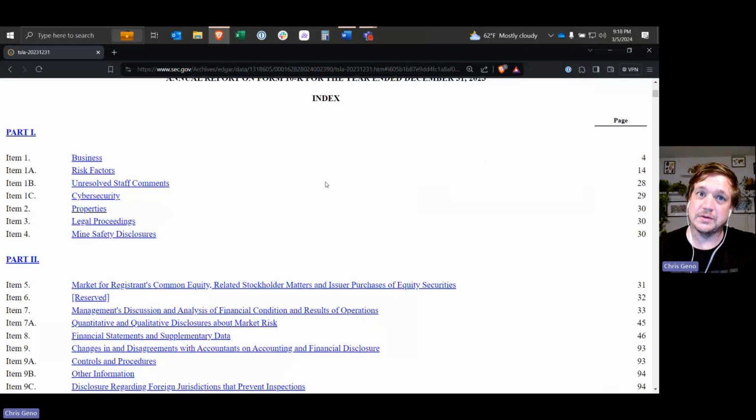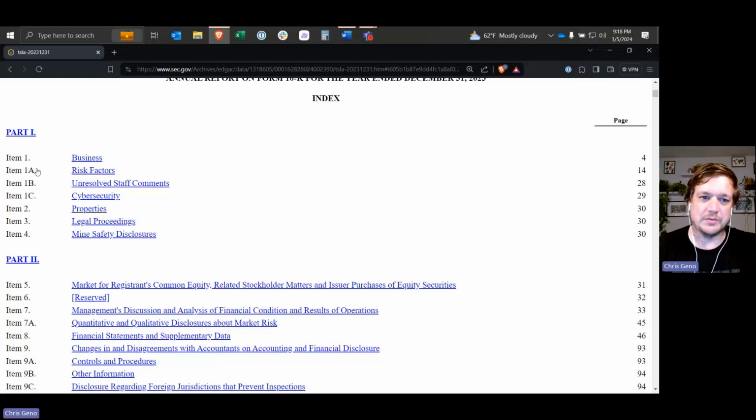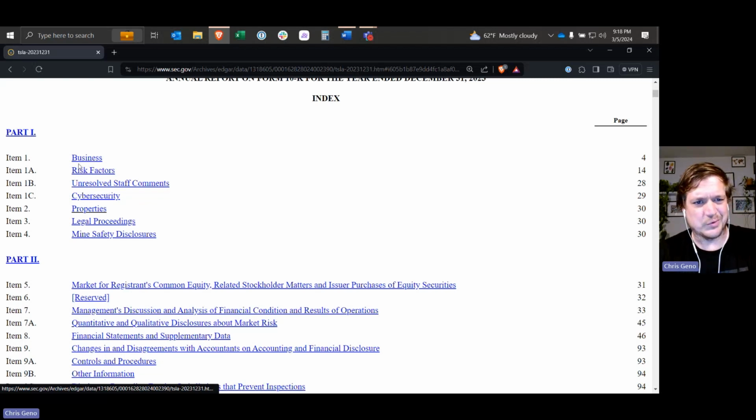The first section that we're going to talk about today is the business section. That's item number one. And so that item number one includes a variety of different information. It includes both the business section, some risk factors, and some cybersecurity points. And so we'll talk through each of those, time permitting, or we may just talk through the business section. So let's jump right in.